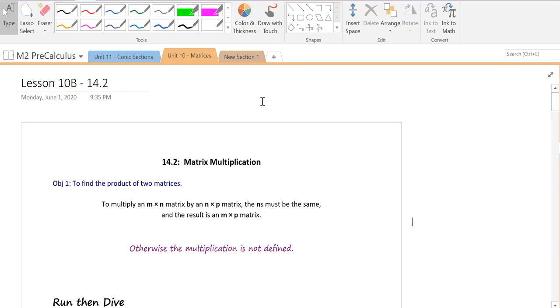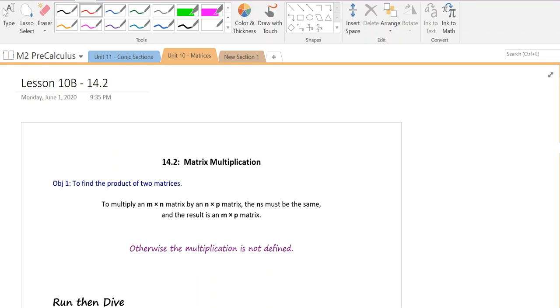Welcome. Today we're going to look at lesson 10b on matrix multiplication. So we're going to find products of two matrices, and we're going to do it with a variety of methods. We're going to do them by hand first, and then we're going to look at how to do them on a TI graphing calculator. Desmos also has a matrix calculator, but it's in beta mode, and I haven't had a chance to really play around with it. But that's another tool if you wanted to spend some time trying that out.